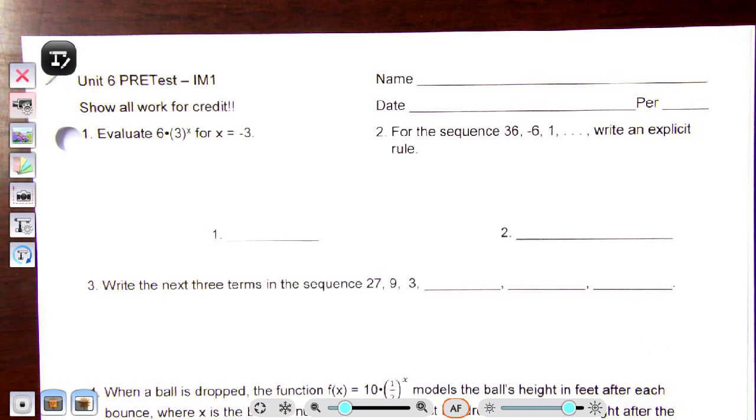Hello, beautiful people. This is part 1 for your Unit 6 pretest for Integrated Math 1. So this is exponential functions, geometric sequences, and things like that.